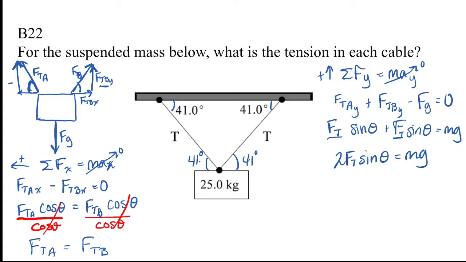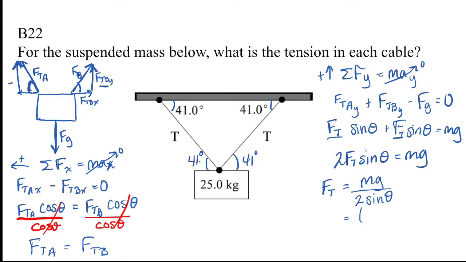So now that I have that, I can solve for the force of tension, which of course is just going to be the same for both of them. So we should have mg divided by 2 times sine of that 41-degree angle.